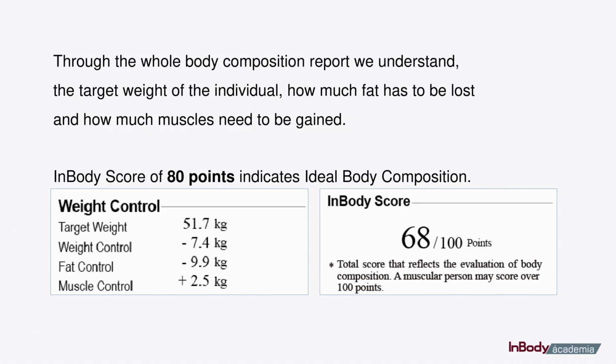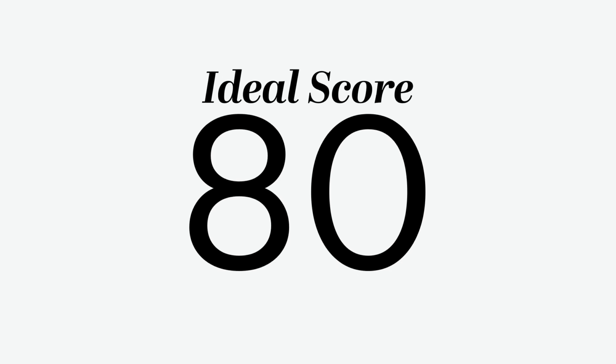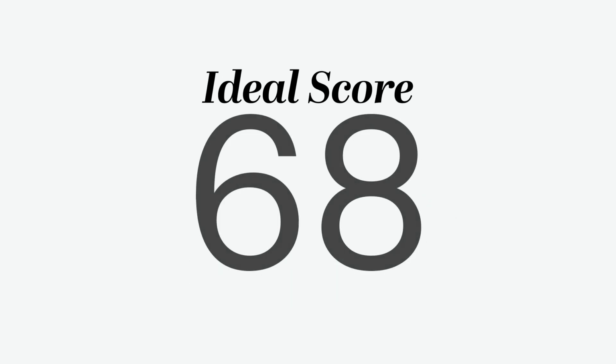If you see the slide specifically, the fat control is minus 9.9. Minus 9.9 indicates that 9.9 kgs of fat has to be reduced. While if you see the muscle control, it indicates plus 2.5, which indicates that this person needs to gain 2.5 kg of muscle. In this way, if we round off, 9.9 rounding off to 10 and 2.5 rounding off to 2, so 10 plus 2 is 12. 80, which is our ideal score, minus 12 comes down to 68. So that is how we are calculating our InBody score.